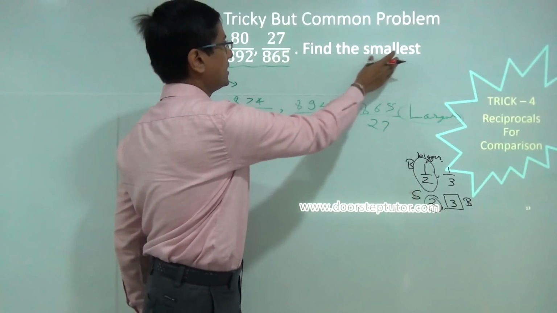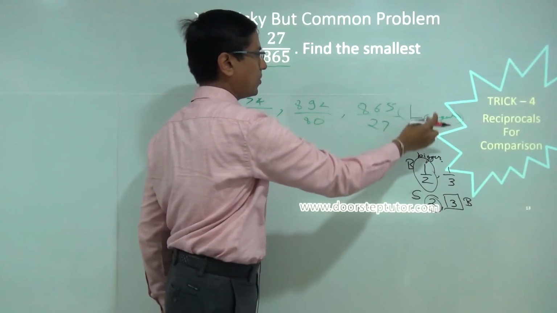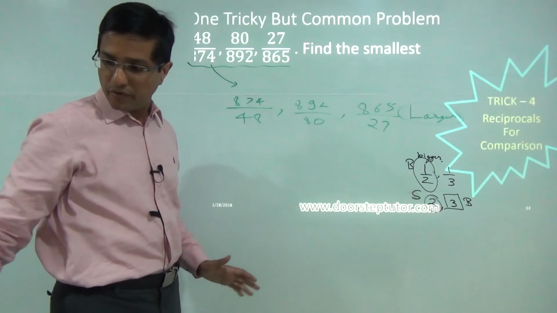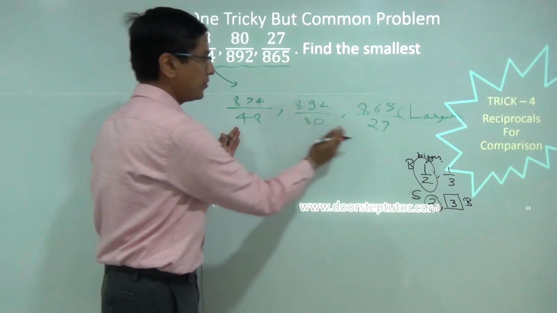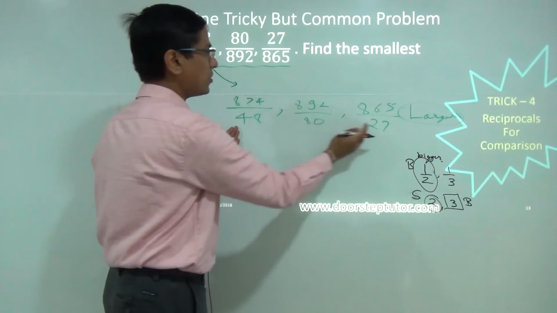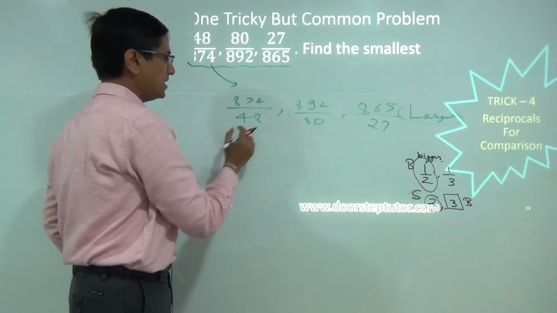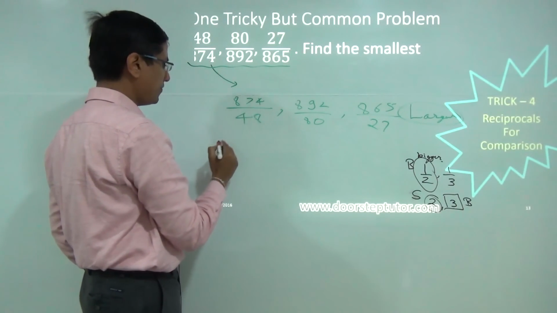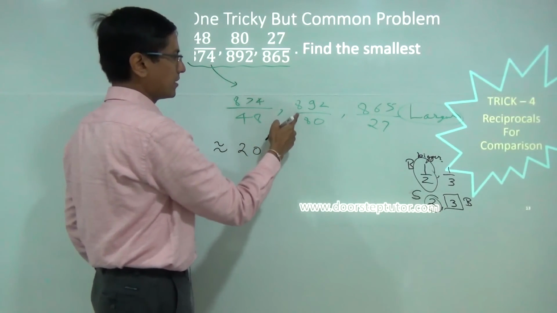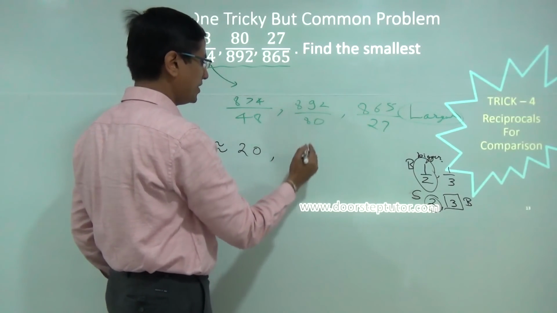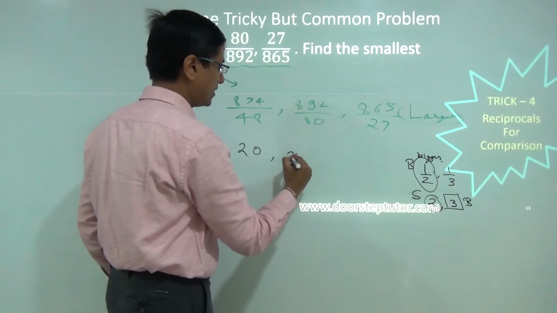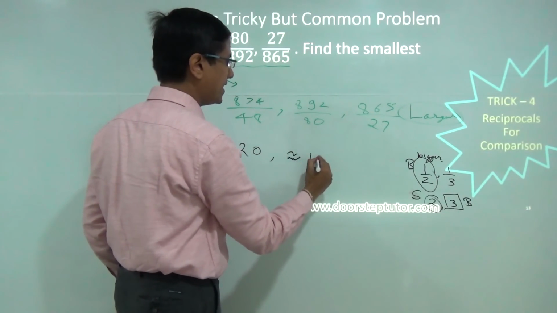So similarly, here we are asked to find the smallest, but we will instead find the largest of the reciprocals. Now it is very easy to arrive at approximate solutions, integer quotients of these divisions. I'll show you. 874 divided by 48 is approximately equal to 20. 892 divided by 80 is approximately, I'm using the approximate sign, it's not equal, this is approximately equal to 10.